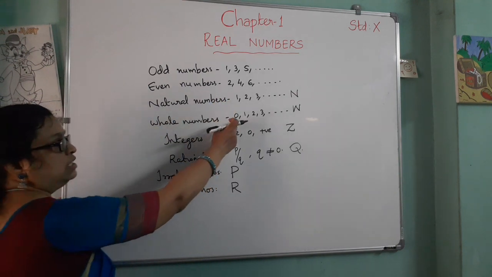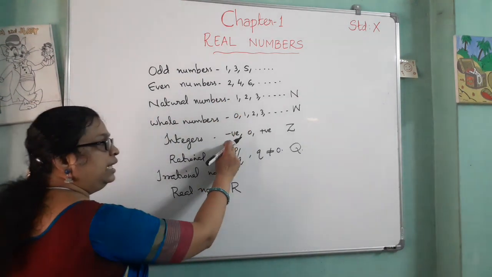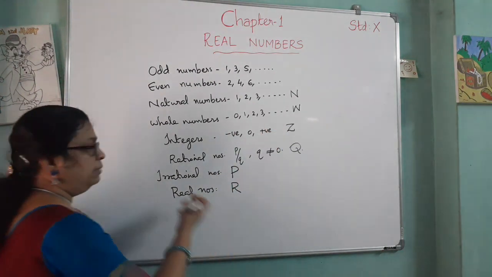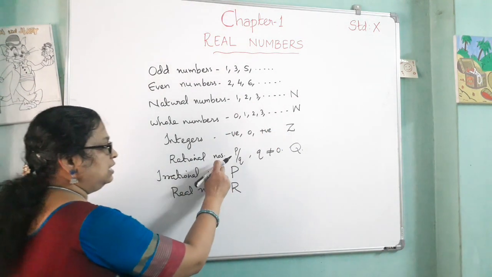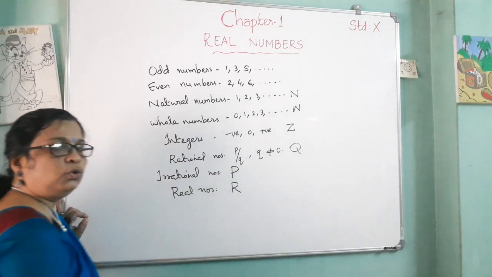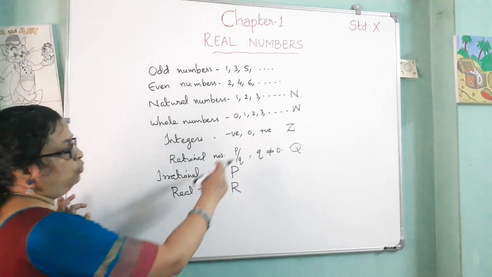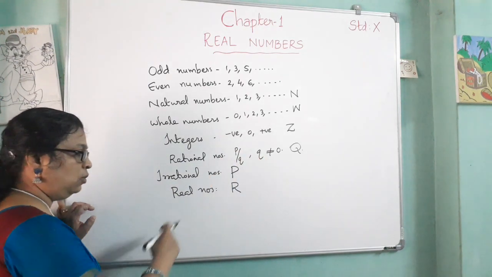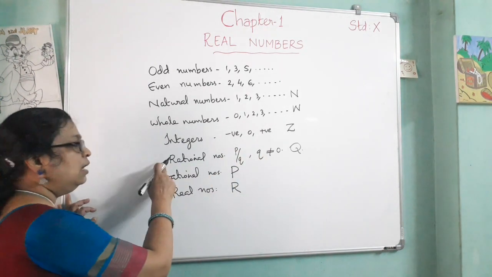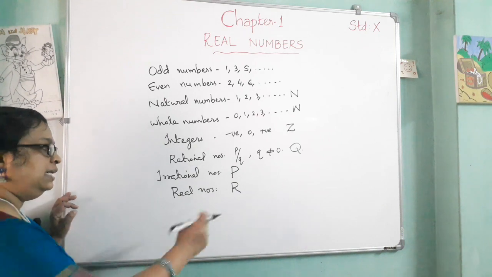So odd and even combination is natural numbers. Natural numbers along with 0 are called whole numbers. Then negative numbers, 0 and positive numbers are integers. Then rational numbers are of the form P by Q, Q not equal to 0. Irrational numbers cannot be written in the form P by Q where Q is not equal to 0, and real numbers means the combination of rational numbers and irrational numbers.